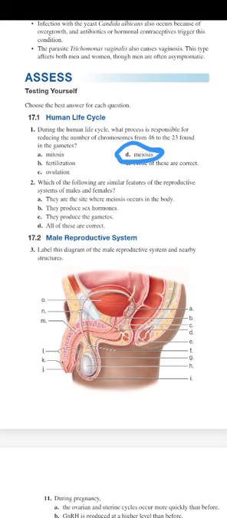Which of the following are similar features of the reproductive system of males and females? So I want something common. There's a site where meiosis occurs in the body. True, because in the male reproductive system it happens in the testes, and in the female reproductive system in the ovaries. They produce sex hormones. Also true, the testes produce testosterone, while the follicles release progesterone and estrogen.